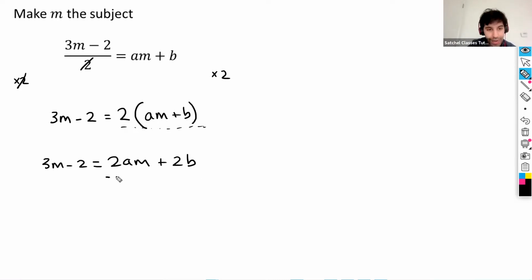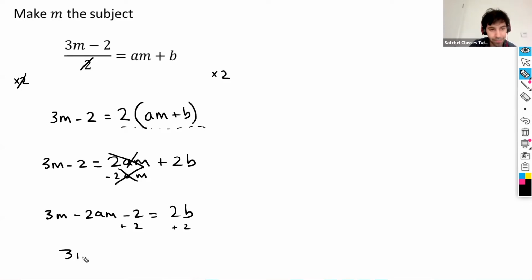So I'm going to subtract 2am from this side, so these two will cancel out. So what we'll have is 3m minus 2am minus 2, don't forget to bring down this minus 2, is equal to 2b. Now I'm going to get rid of this minus 2, so I'd have to add 2 to both sides. So what we'll end up with is 3m minus 2am is equal to 2b plus 2.